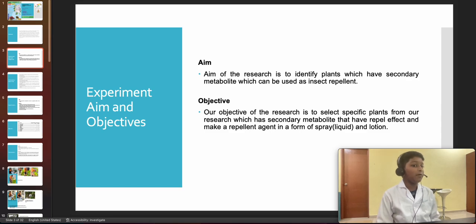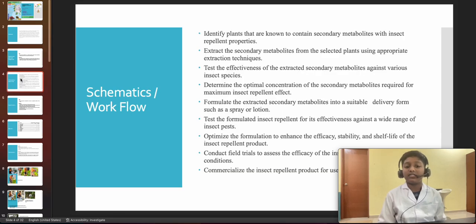This is the aim and my objective. The objective of the research is to select specific plants which have secondary metabolites that have a repel effect, and make a repellent agent in the form of spray or liquid and lotion. So the aim of the research is to identify plants which have secondary metabolites which can be used as insect repellent.